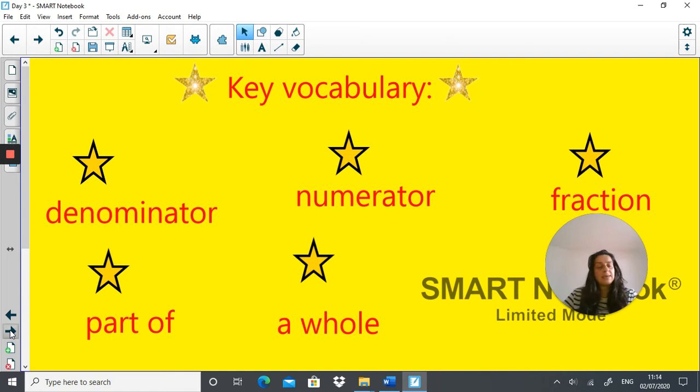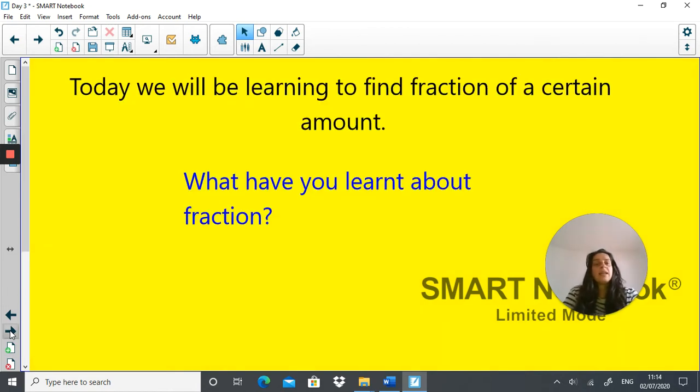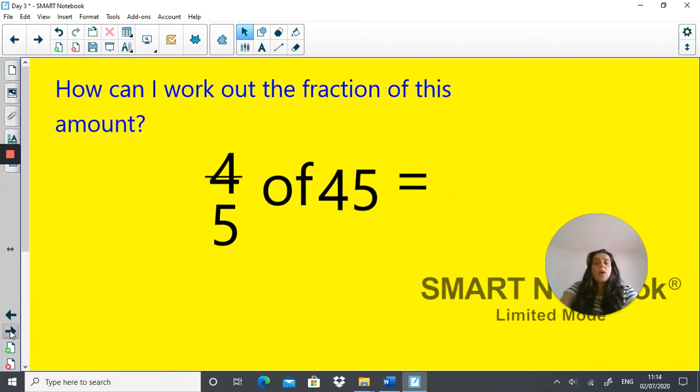So key vocabulary, same as it has been for most of the week: denominator, numerator, fraction, part of is a new one, and whole. Today we'll be learning to find a fraction of a certain amount. So just spend this time to think about what you have already learned about fractions this week. How can we work out the fraction of this amount? 4/5 of 45. There are 2 steps that you have to take here. The first step is to find out what 1/5 of 45 would be, and how would we do that?